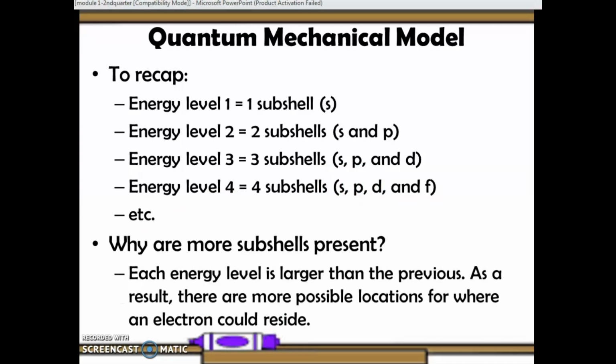Now, why are more subshells present? Each energy level is larger than the previous. As a result, there are more possible locations for where an electron could reside. Shells are divided into subshells designated by letters S, P, D, and F, and these subshells are grouped into orbitals. An orbital is a region of space that can hold one or a maximum of 2 electrons. S subshell can hold a maximum of 2 electrons. P subshell can hold a maximum of 6 electrons. D subshell can hold a maximum of 10 electrons. And F subshell can hold a maximum of 14 electrons.